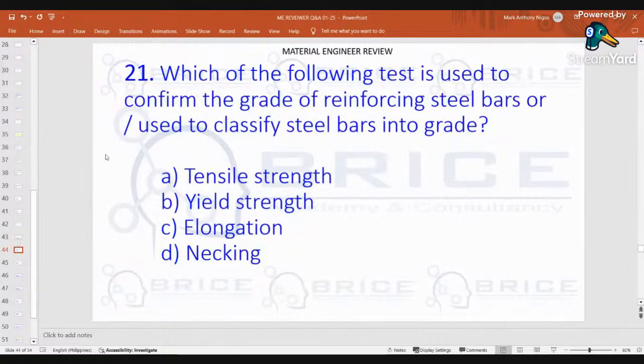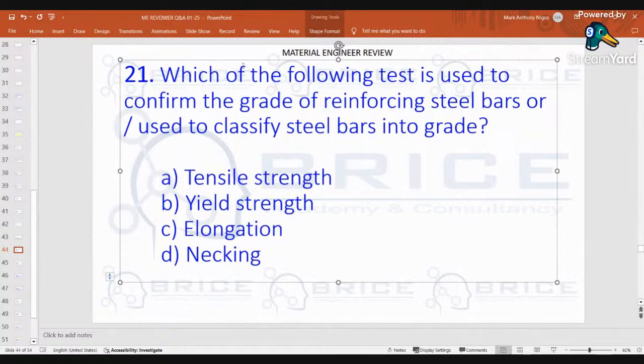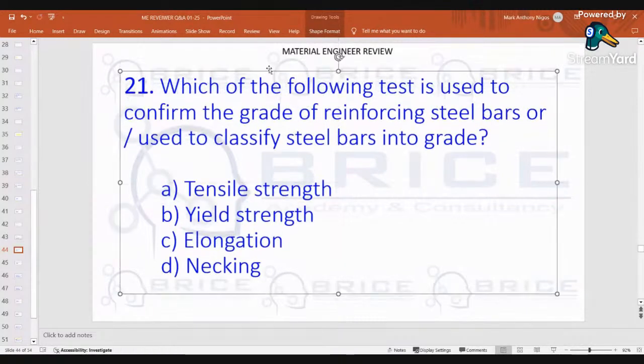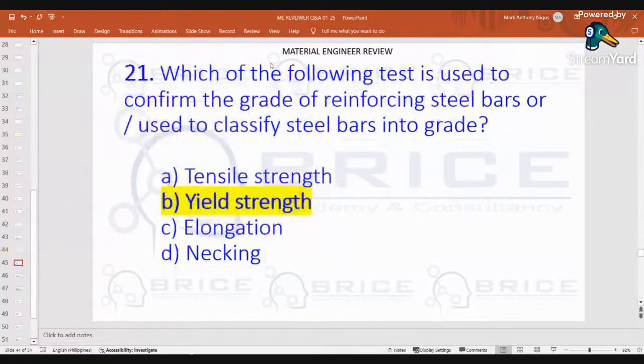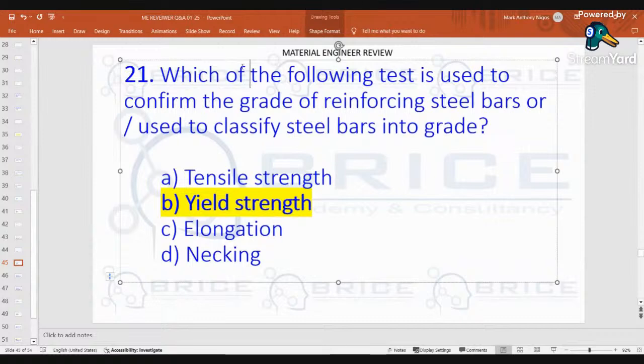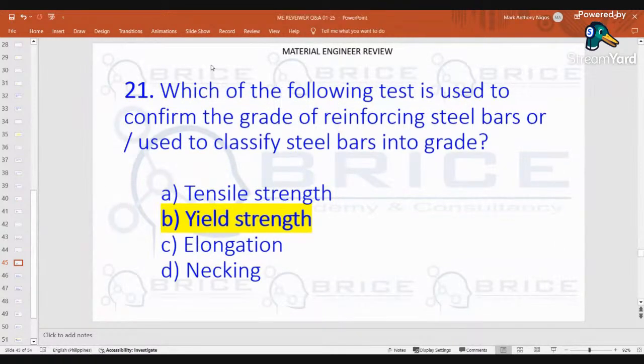21. Which of the following tests is used to confirm the grade of reinforcing steel bars or used to classify steel bars into grade? A, tensile strength, B, yield strength, C, elongation, D, necking. The answer is B, yield strength. Which test is used to classify steel bars into grade? The answer is yield strength.